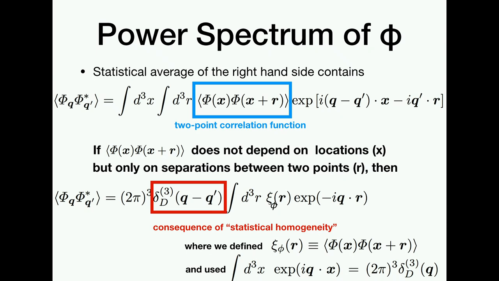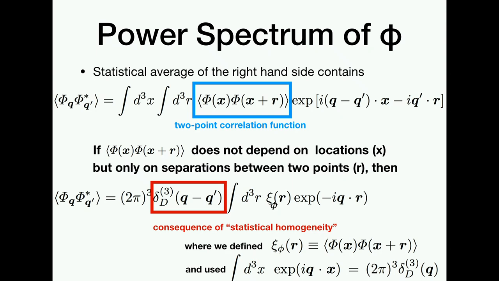It's always useful to go to real space, so we inverse Fourier transform this phi to this real space phi, okay, just a Fourier transform. And it's the average of the phi at the two different locations, separated by position r, is the two-point correlation function in a configuration space. Now, this quantity depends on x, the location in the universe, and the separation from it.